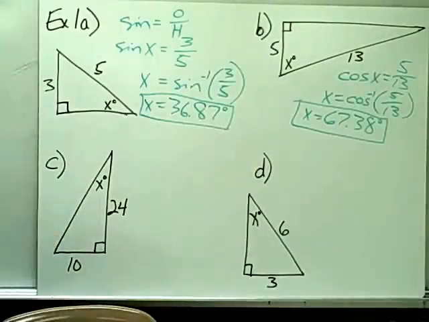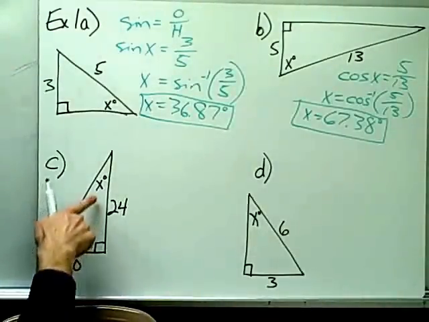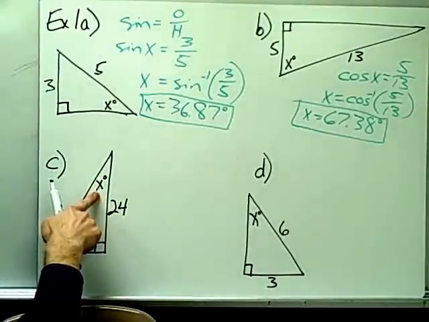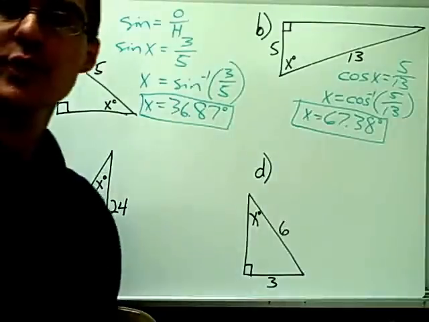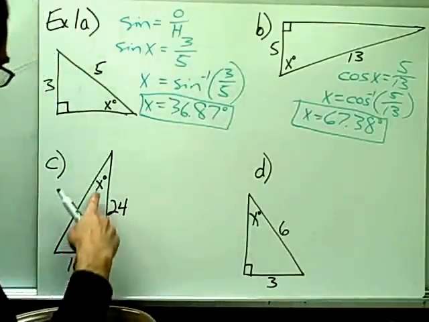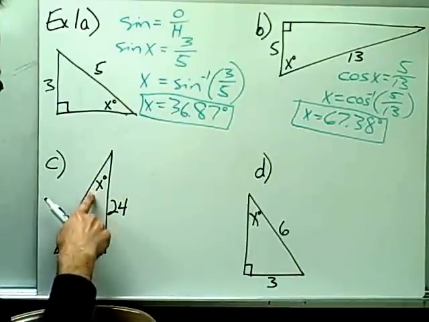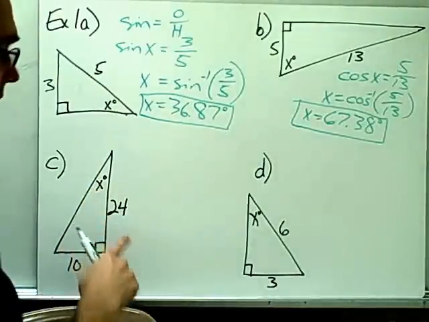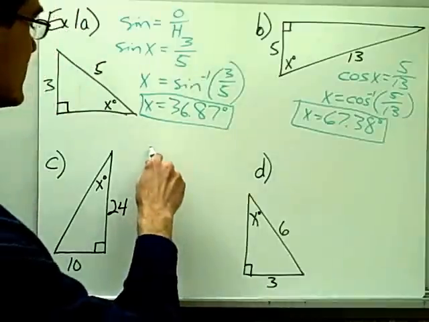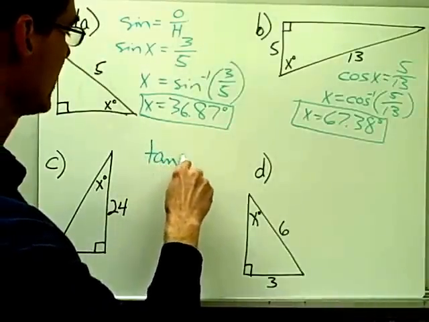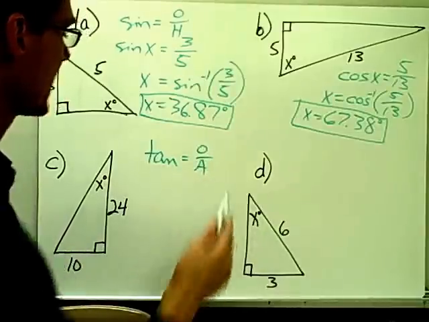Let's take a look at example 1c. I've got a right triangle. Again, I'm looking for the value of this angle. So I want to use one of my trig ratios to set up my problem. Which one? Well, let's see. For this angle, I have my opposite side and I have my adjacent side. Opposite over adjacent is tangent. So I'm going to be using my tangent function.